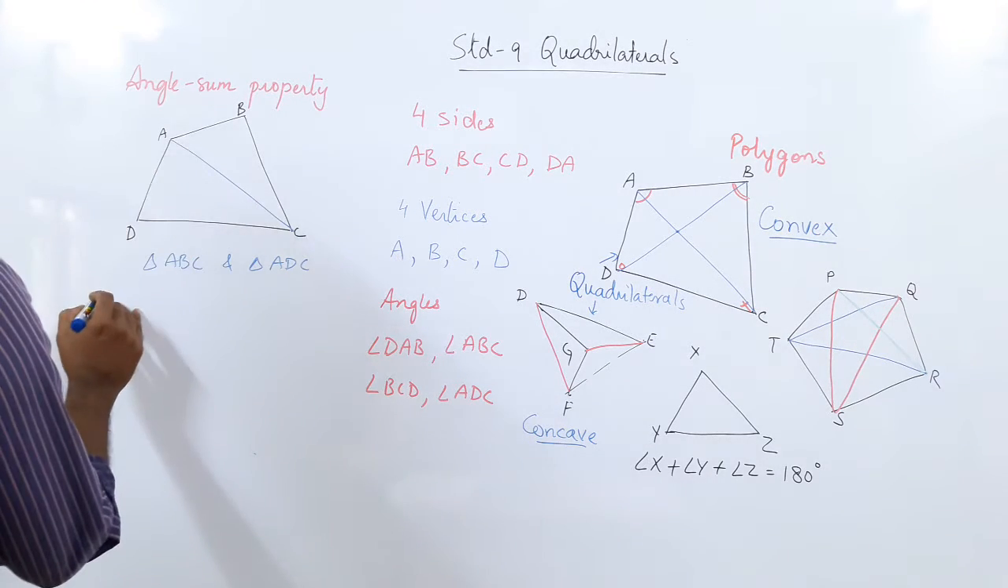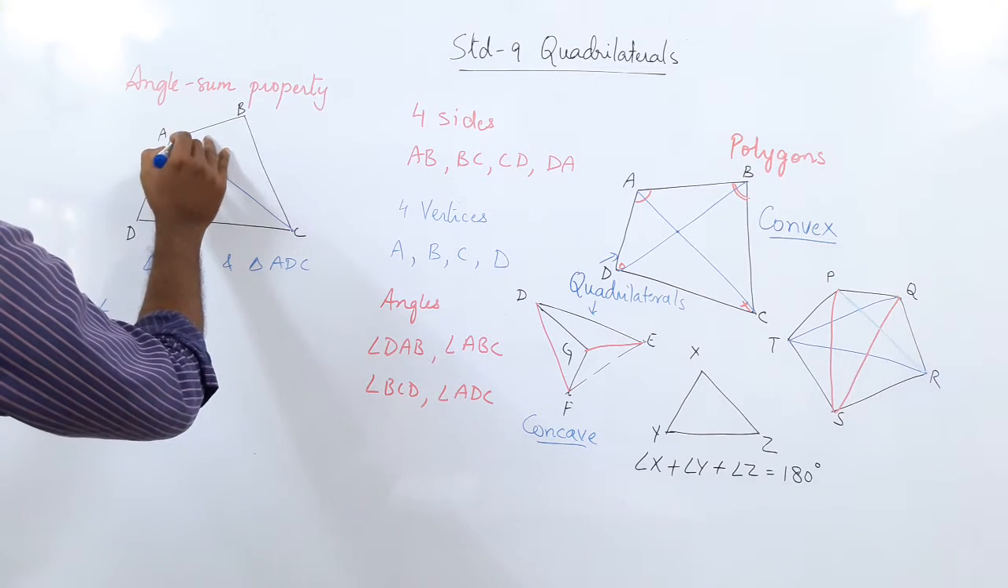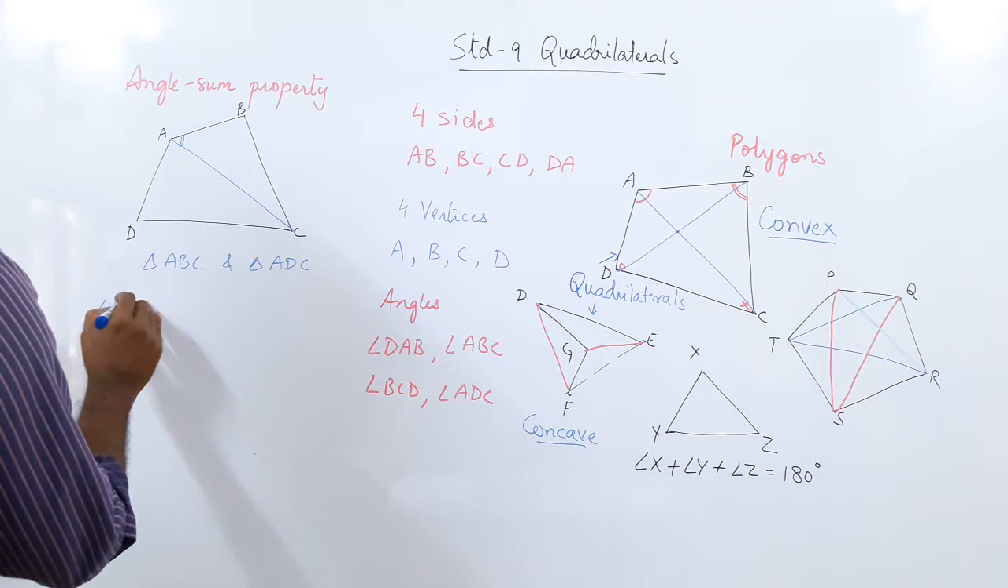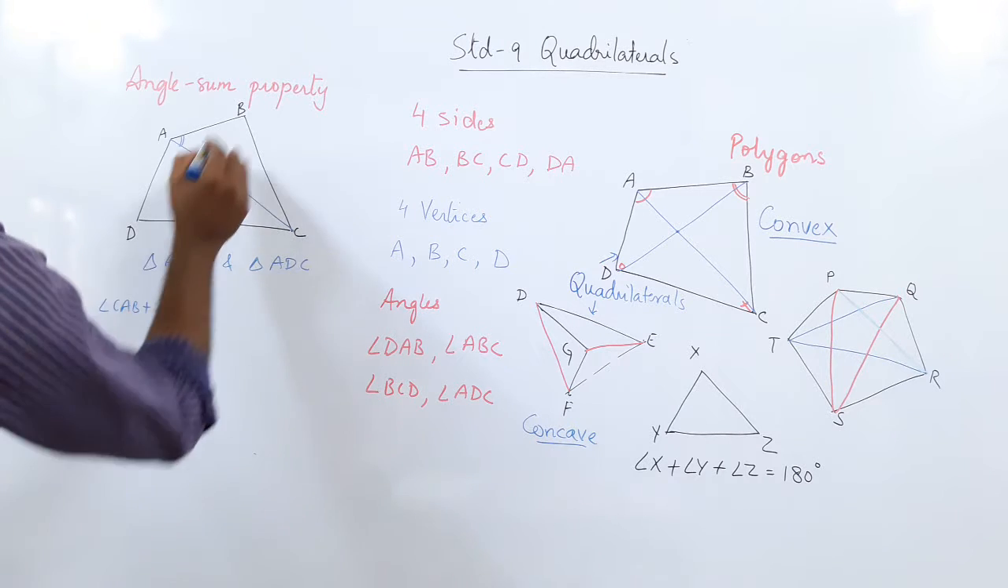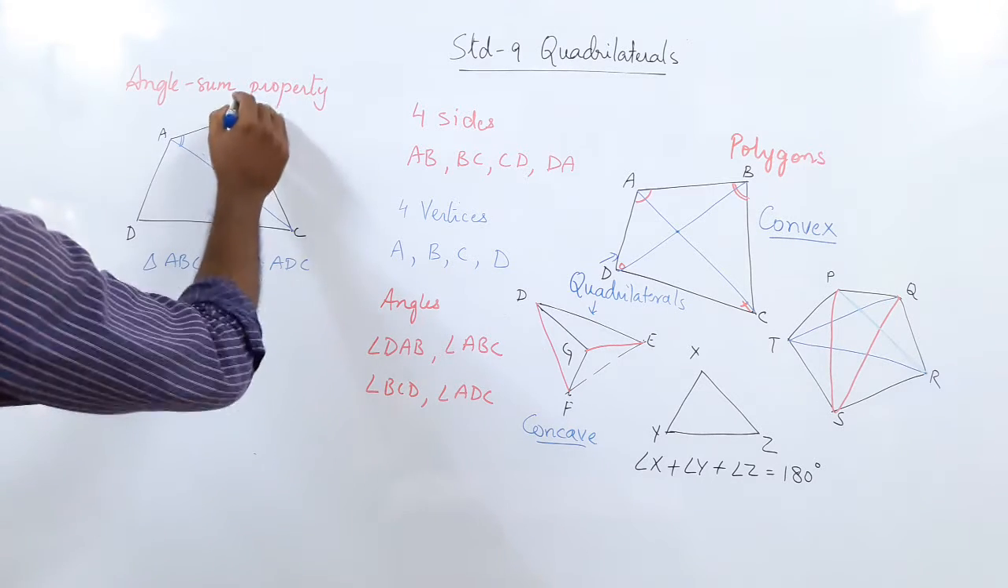Now look at this. If you look at triangle ABC, the angle CAB, this one, angle CAB plus this angle B plus angle BCA.